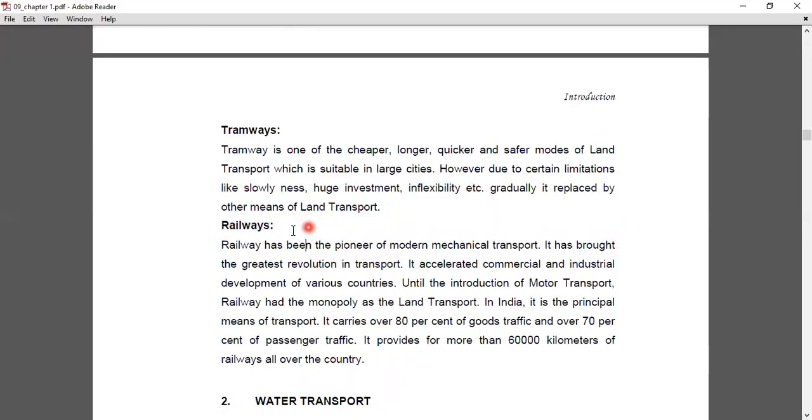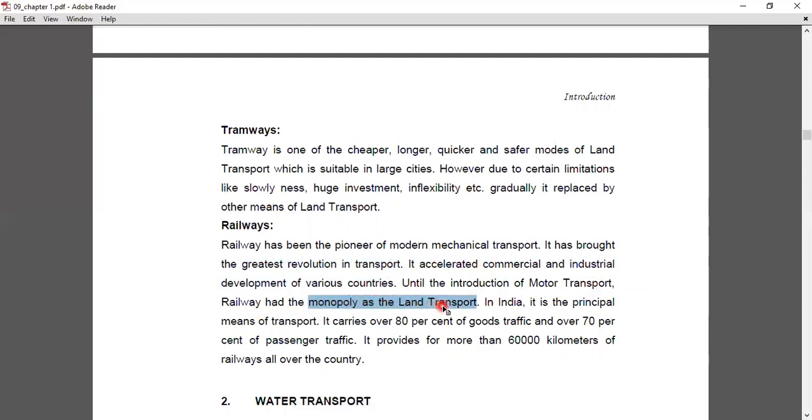The next one is railways. Railways have been the pioneer of modern mechanical transport. It brought the greatest revolution in transport. It accelerated commercial and industrial development of various countries. Until the introduction of motor transport, railways had the monopoly as the land transport.